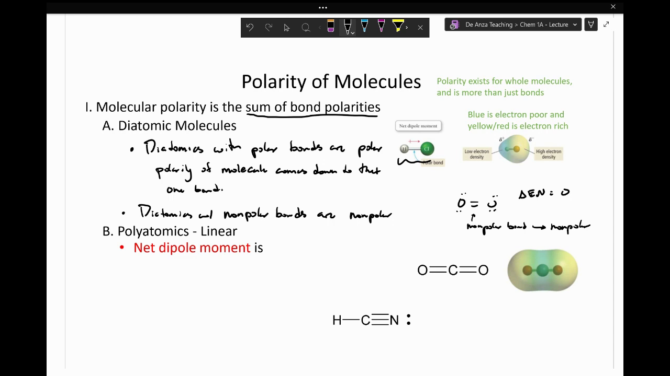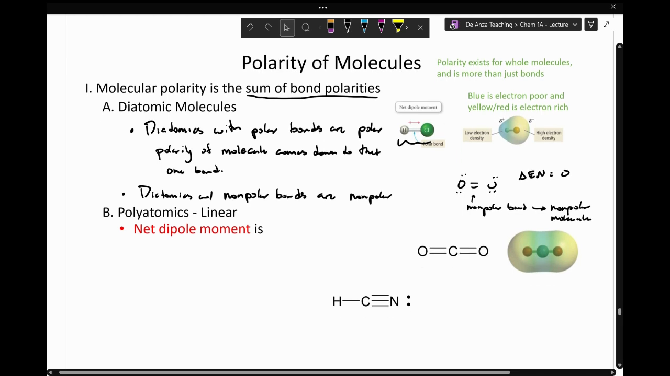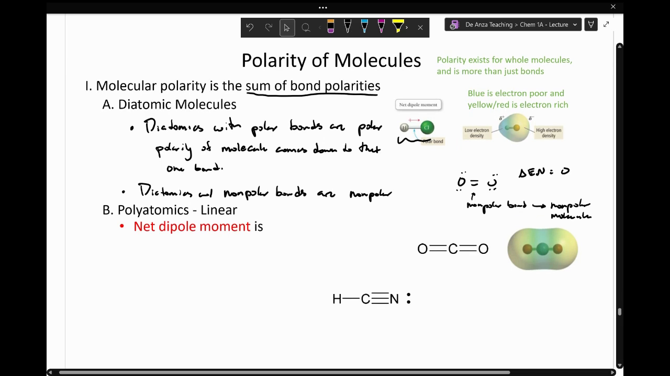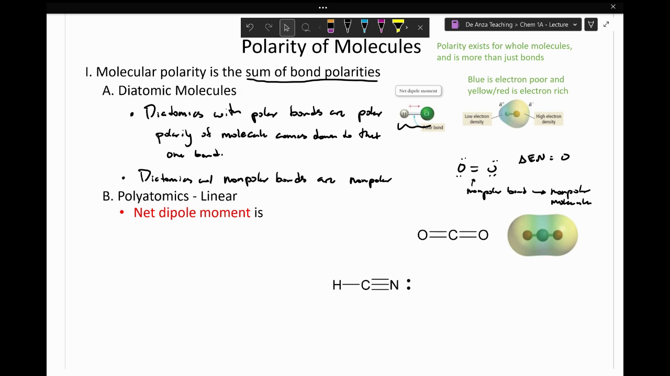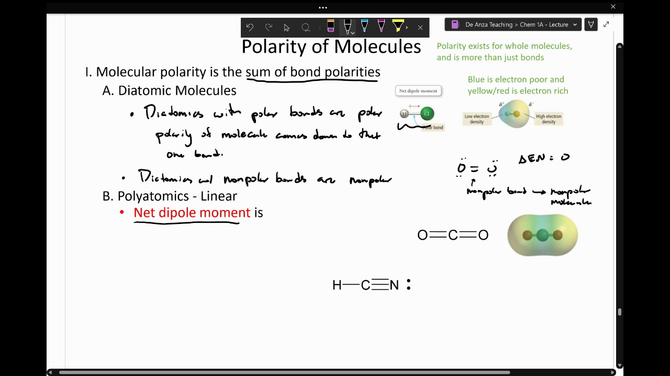This is a little bit boring, and it gets a little more exciting when we look at polyatomic molecules. The first example is polyatomic molecules that are linear, so those that have 2 electron groups around them. When we're looking at the sum of bond polarities, we'll calculate something called the net dipole moment, which is just our fancy way of saying the sum of bond dipoles.